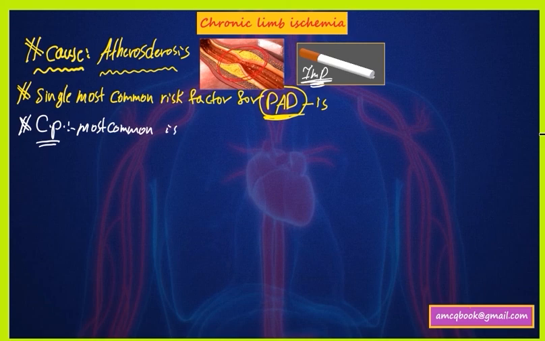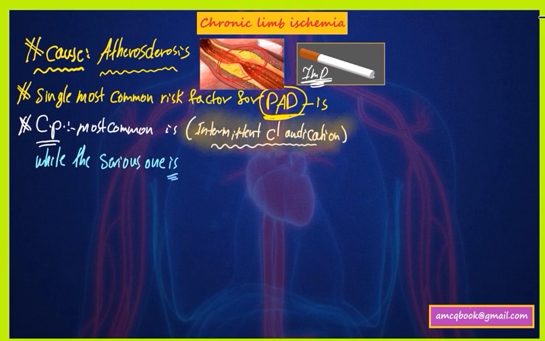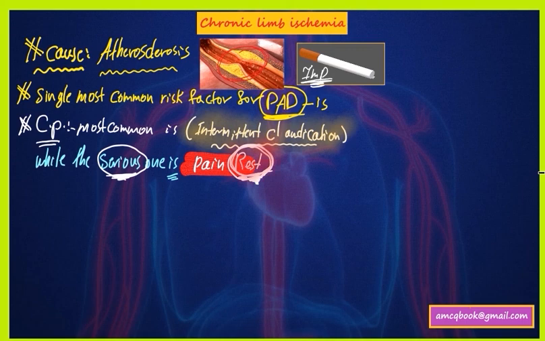That's obvious because there's narrowing of the artery, and this narrowing will cause not enough blood supply to the limb with exercise or with walking. That will lead to intermittent claudication, or intermittent calf pain. While the serious symptom in chronic limb ischemia is resting pain, which is very important.